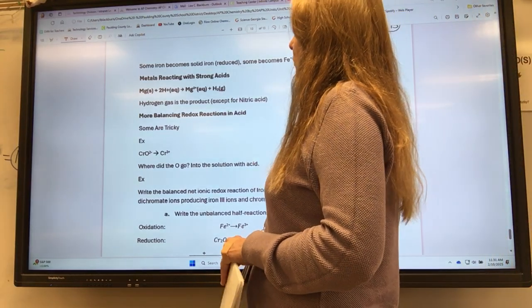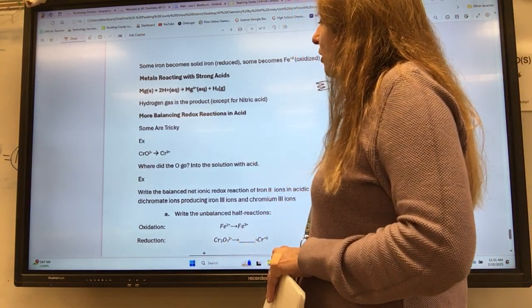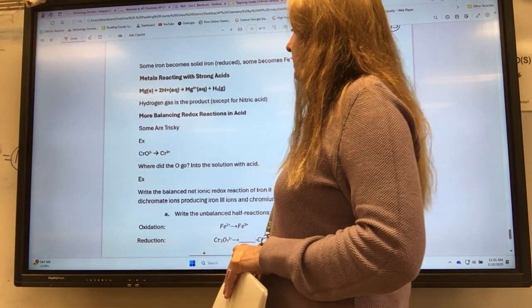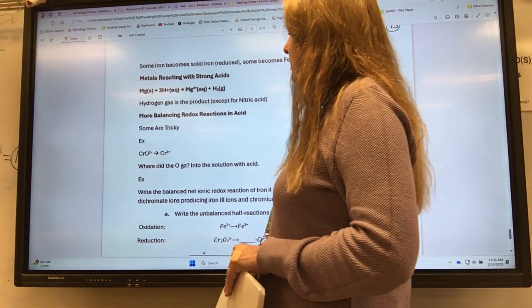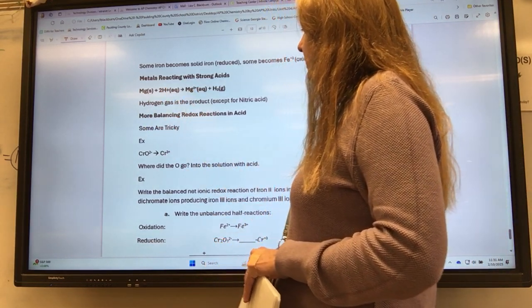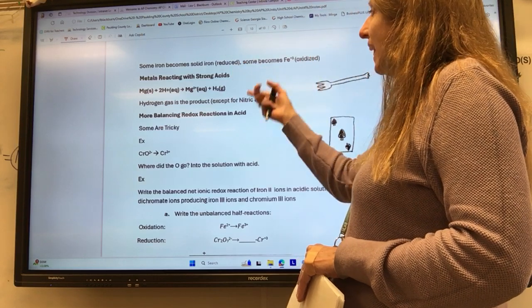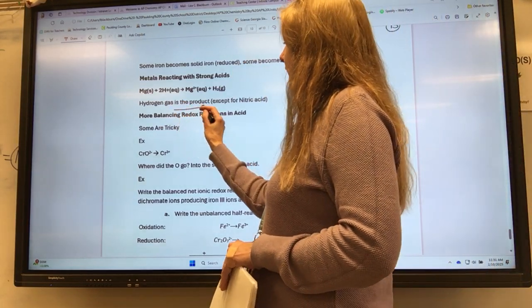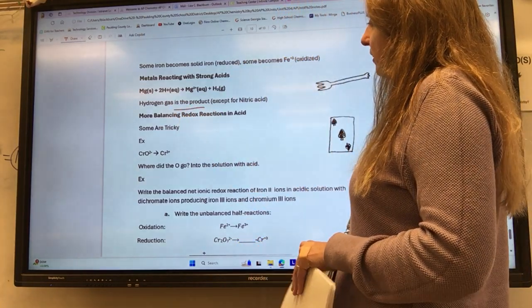Okay, now what about metals reacting with strong acids? So here we have magnesium reacting with hydrogen ions, protons, to make magnesium ion and hydrogen gas. So this time it's gas produced instead of a solid.